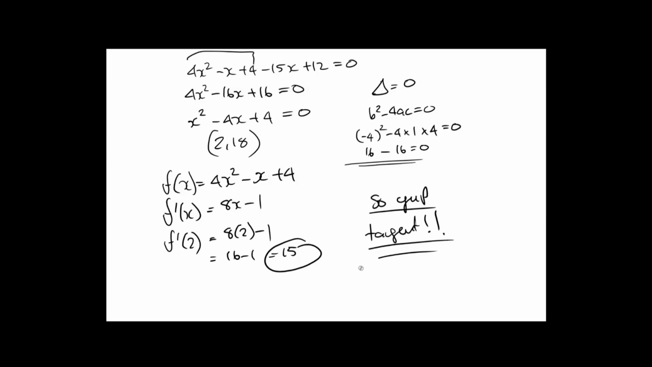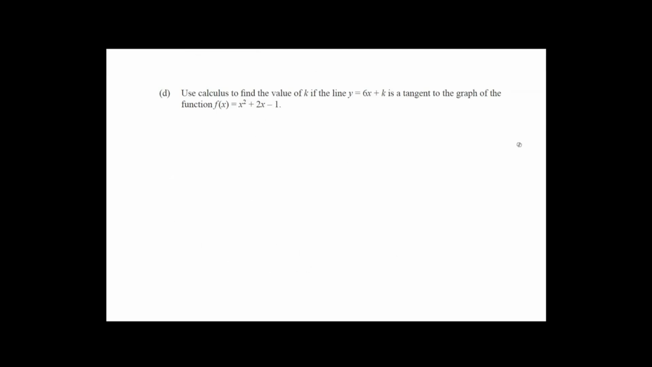Exclamation marks, extra marks. Oh, we're already up to D. Use calculus to find the value of k again. If the line y equals 6x plus k is a tangent, again tangent, to the graph of the function f of x equals x squared plus 2x minus 1. Okay. So the gradient here is 6. It's a straight line, so it's 6 everywhere. So we want to find where this parabola here has a gradient of positive 6. And we know that it's tangent because they tell us, so we don't need to prove that it is.